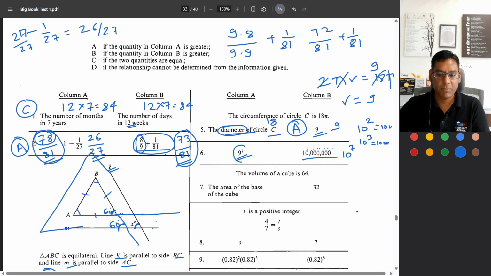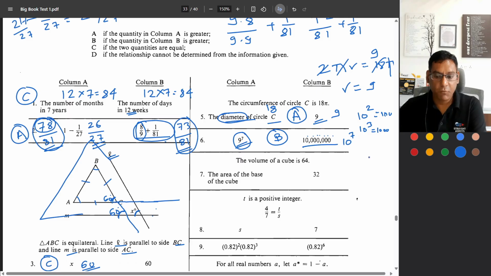Now I don't have to worry about this value because I know that this value is going to be less than 10 raised to 7 anyway, right? Because the power is the same, both are positive numbers, both are numbers greater than 1, right? So no complication there. So obviously the bigger number is going to be column B. So the answer here is B.